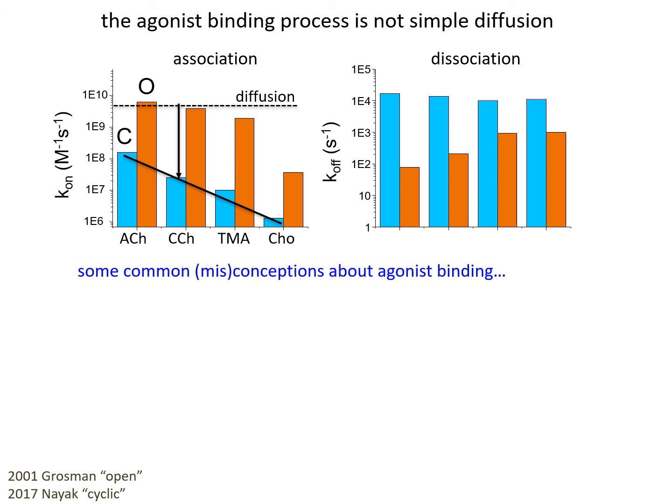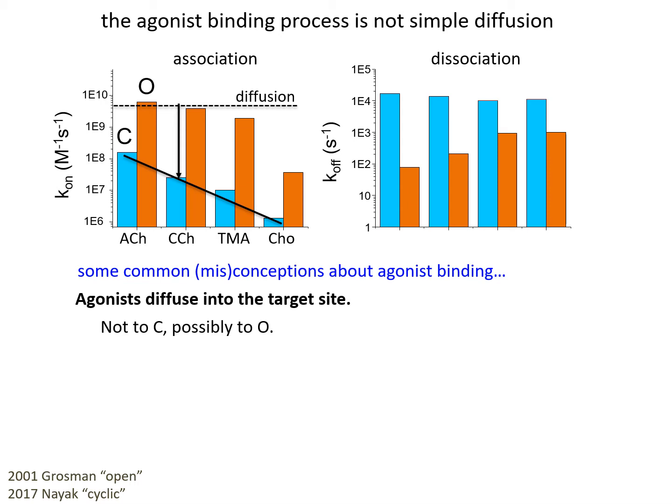So the question is, how do these results impinge on some common conceptions about agonist binding? I think many people would say agonists diffuse into their target site. And you can see, as I said before, binding into the C target site, the binding is slower than diffusion and agonist dependent, even though the diffusion constant is the same. So that is definitely not the case for entering C, possibly for O. O is closer to diffusion and less agonist dependent. So agonists do not diffuse into the closed binding site of nicotinic acetylcholine receptors.